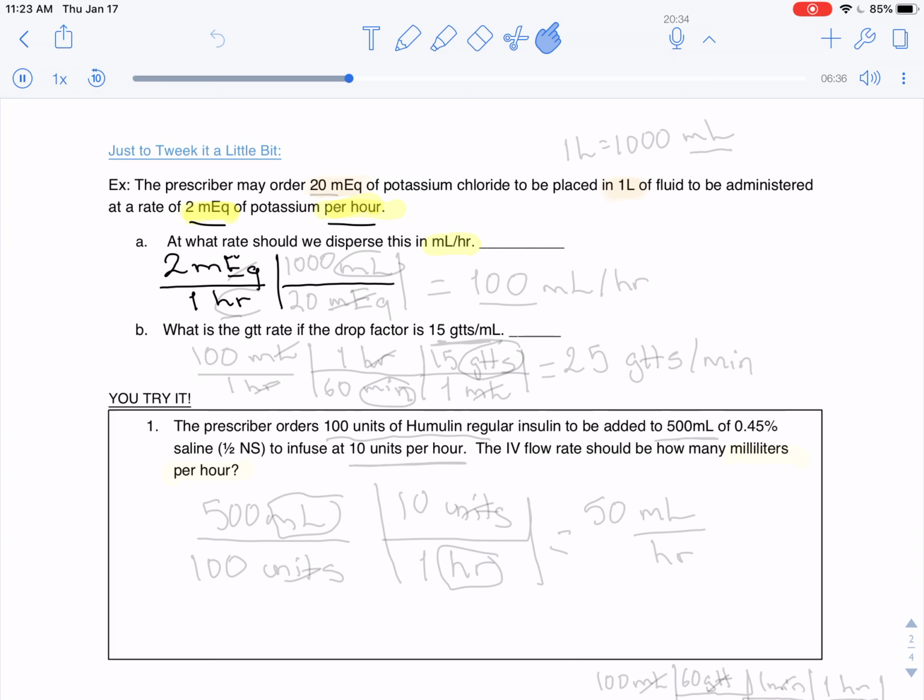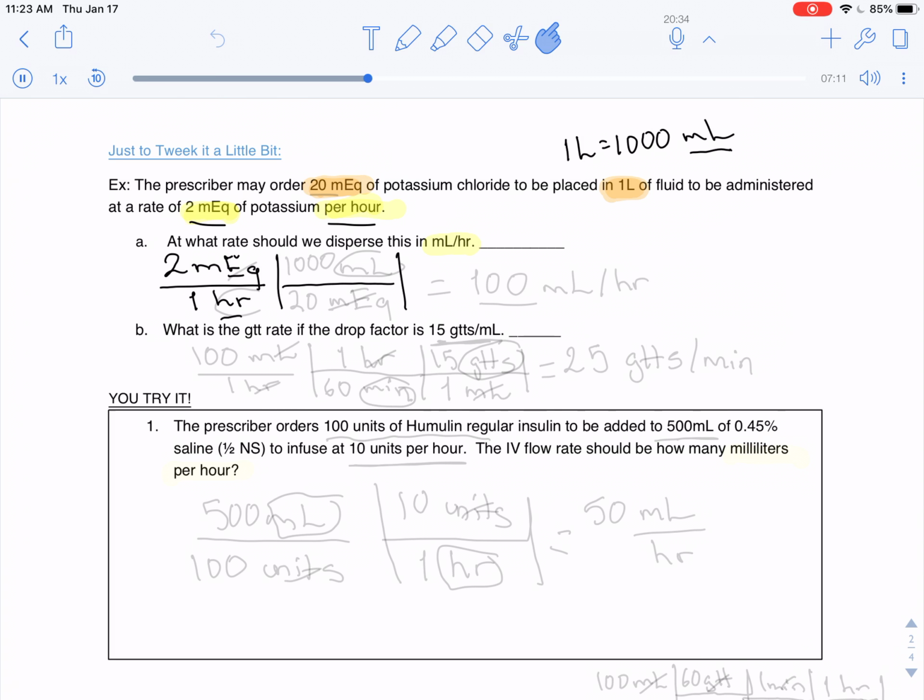And we are going to convert this to milliliters per hour. So we're going to be doing that according to the first part of the problem, which states that there is 20 mEq that will be placed in 1 liter. That is our conversion factor. So 1 liter is actually 1,000 milliliters. So now using this, we can find milliliters per hour.